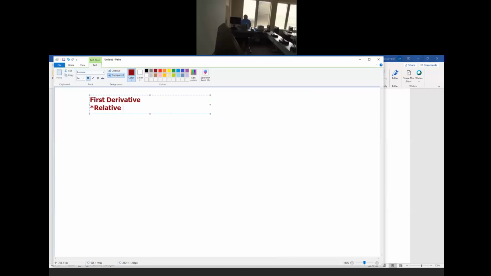It tells us relative max or min points if they exist. We find our critical point or points, if there's more than one, from the first derivative. And the first derivative also tells us intervals, if there are more than one, where our graph increases and or decreases.